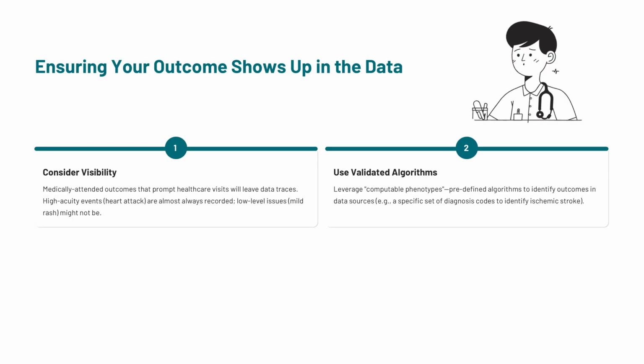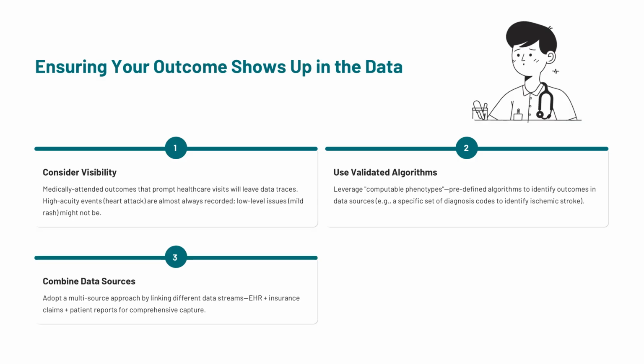Whenever possible, leverage validated algorithms with robust operating characteristics to capture your outcomes, and, where feasible, combine information from multiple sources. For example, a stroke might be reliably identified through a combination of diagnosis codes, procedure codes, such as MRI of the head, and possibly even pharmacy fills for clot-busting medications.